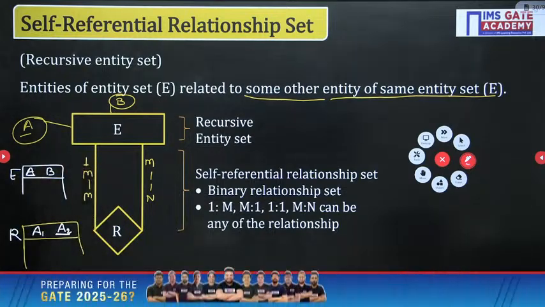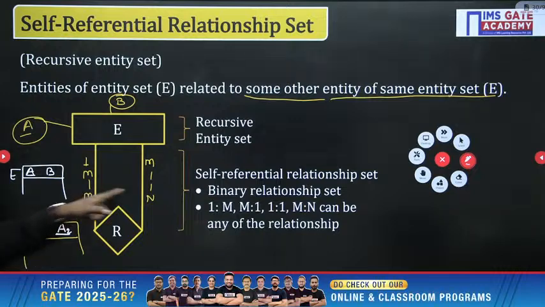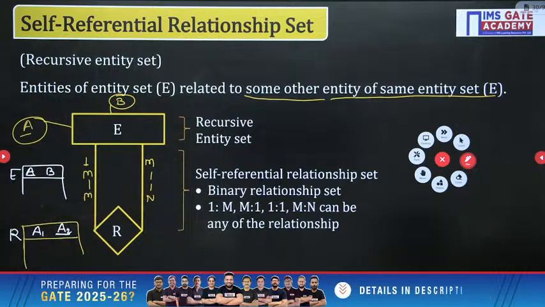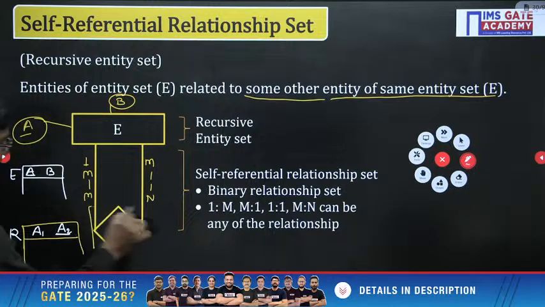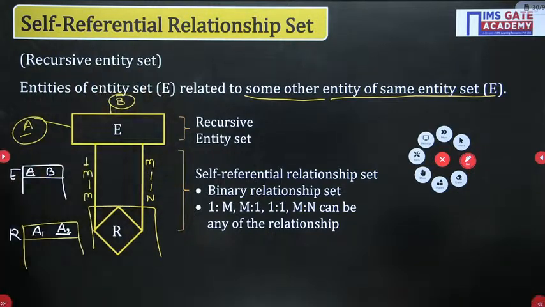Okay, we have already studied this in the classroom. Now see, if it is many to many, then this R will form a separate table, and this E will also have a separate table. Understood? This is all about recursive entity sets.